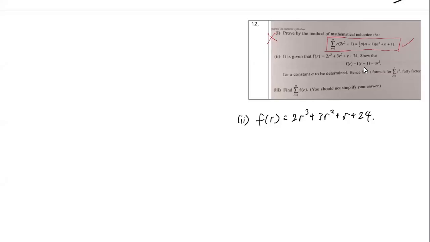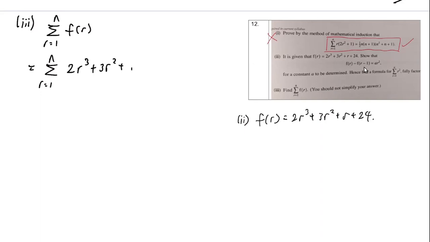And finally, we have part 3. This is requesting the formula for the sum of f(r) from i equals 1 to n. Now, for this one, let's just sub in the f(r), where we get the sum from i equals 1 to n of 2r cubed plus 3r squared plus r plus 24. So now you can split it up term by term.